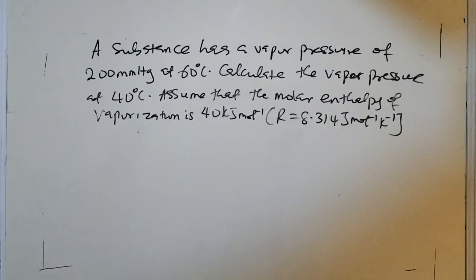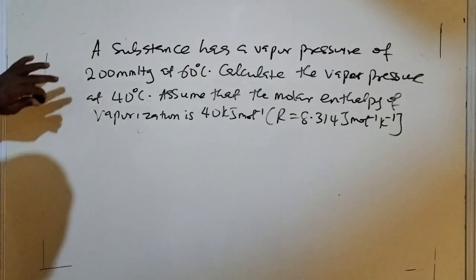So I have a question on the board that says a substance has a vapor pressure of 200 millimeter mercury at 60 degrees Celsius. Calculate the vapor pressure at 40 degrees Celsius. Assume that the molar enthalpy of vaporization is 40 kilojoule per mole. Have the gas constant in standard unit in bracket 8.314.